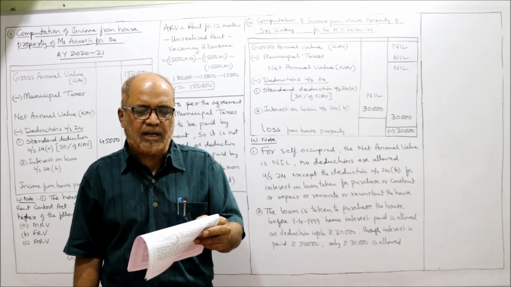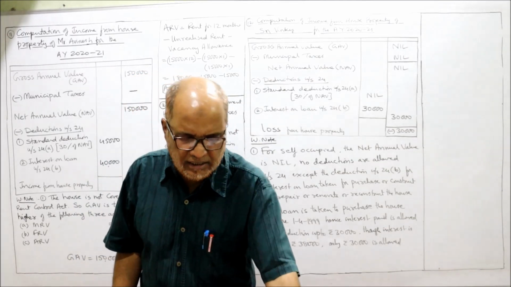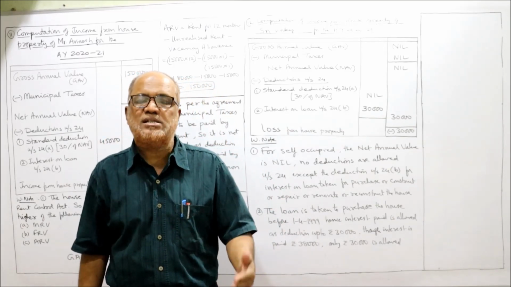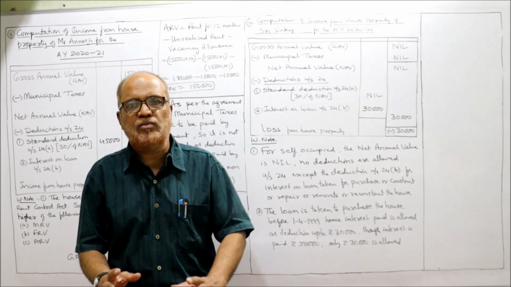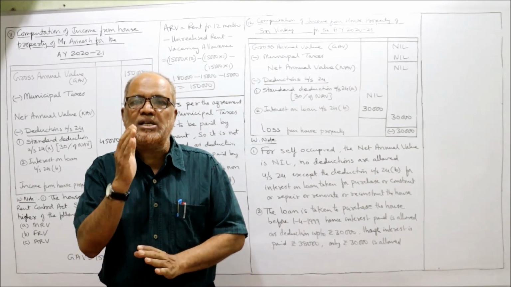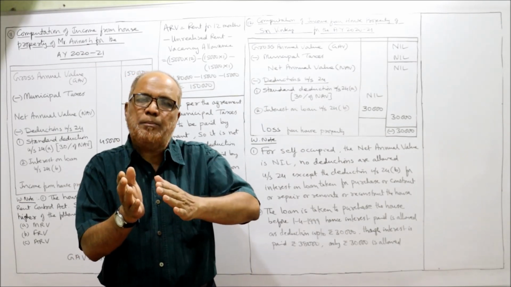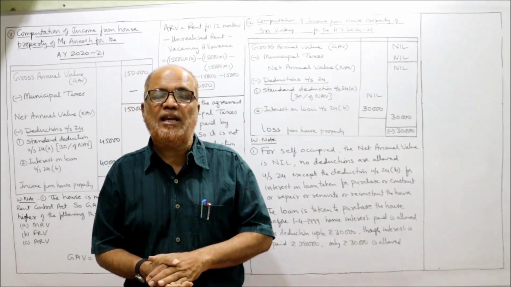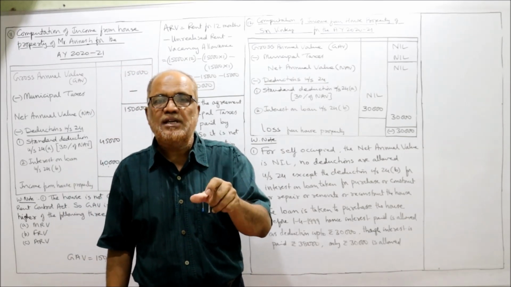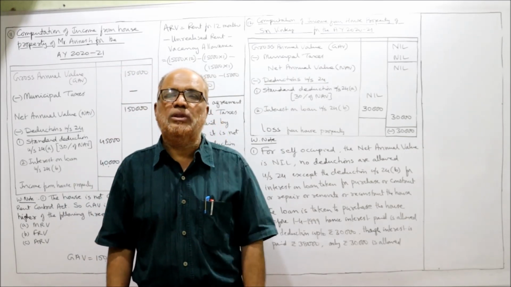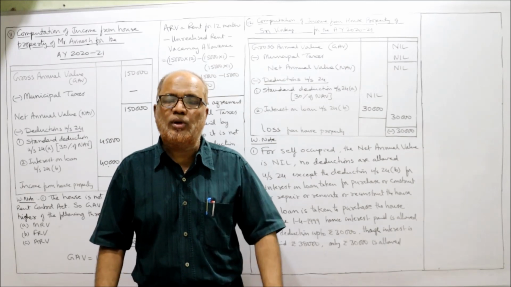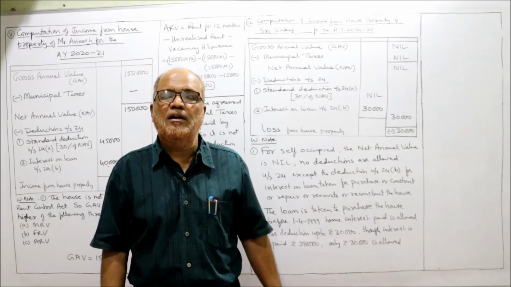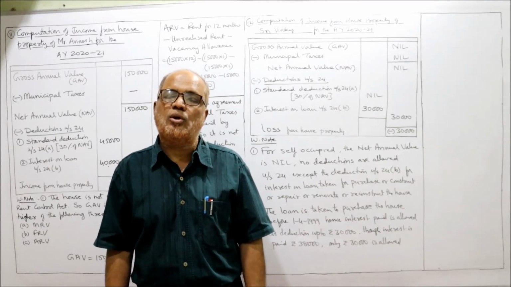Interest paid on loan taken to purchase the house, 38,000. This will be allowed but subject to some restriction. The loan is taken before 1/4/1999. So that means there is a limit on the interest on loan. That limit is 30,000, not more than 30,000. If the loan is taken after 1/4/1999, up to 2 lakh rupees interest on loan will be allowed.